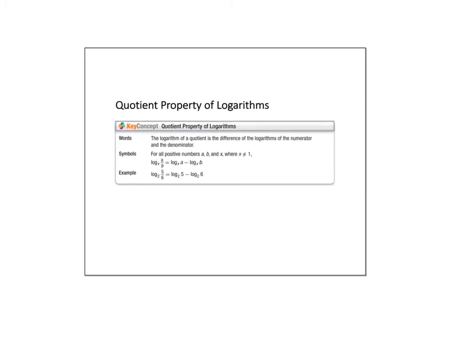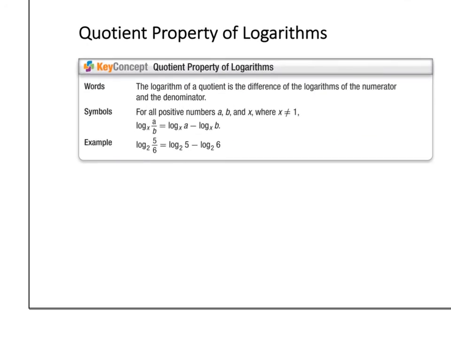All right, the next one is the quotient property. So again, pretty similar to the exponent rules. So when we have a quotient, that means we're doing division, and in exponents, when we divide, we subtract the exponents. So it's the same idea here. So if we have something that looks like this, log base 5 of 3 minus log base 5 of 7, we could rewrite that as log base 5 of 3 over 7.